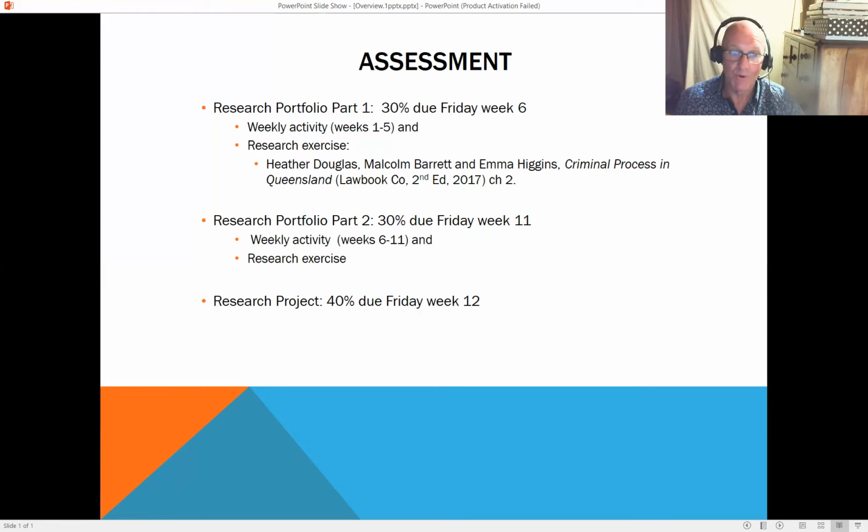Okay, research portfolio part 2 follows exactly the same format. It's worth 30%. You've got to submit it in week 11. You have weekly activities, which are the same things I've described before. It's going to the workshop modules, following the highlighted red requirements, and then writing it up each week and then producing it for week 11. So it's weeks 6 to 11 that you have to provide in week 11. There is also a research exercise that comes with that. That is not yet available, but will be soon, so watch out for that. You don't need that yet because you're not going to start doing that until after you've finished and submitted the first portfolio in week 6.